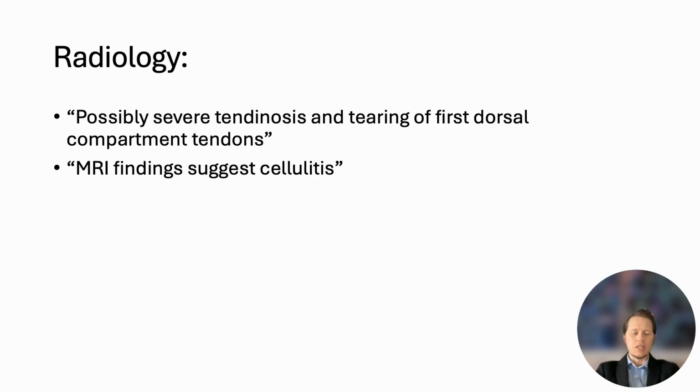So, unfortunately, all radiology could say is possibly severe tendinosis and tearing, but because of all that motion and reverberation artifact, they couldn't really tell if her first dorsal compartment was intact or not. And then, of course, the findings of cellulitis. This is why they sent her for ultrasound.